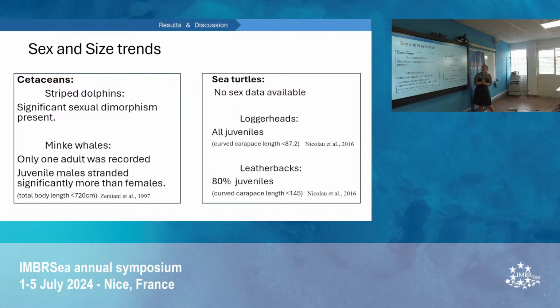For size and sex trends, our striped dolphins had a significant sexual dimorphism, which is well studied, and our minke whale only had one adult recorded. All other minke whale strandings were juveniles, and it was found that it was statistically significant that more male juvenile minke whales were stranding than female juvenile minke whales. For our sea turtles, as we have no sex data available, we're just analyzing size. And for loggerheads, all of the loggerheads that stranded were juveniles, and for leatherbacks, 80% were juveniles.